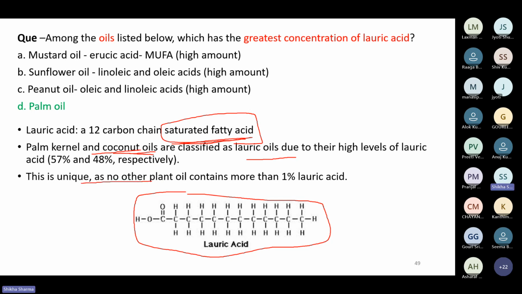This is unique, as no other plant oil contains more than 1% lauric acid. In mustard oil, we have mostly erucic acid, which is a kind of MUFA. In sunflower oil, we have linoleic acid and oleic acid in high amounts. In peanut oil, we have oleic and linoleic acid in high amounts. So, you were correct. Palm oil is the correct answer.